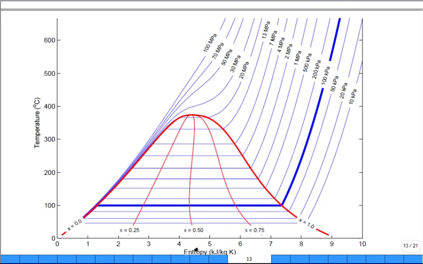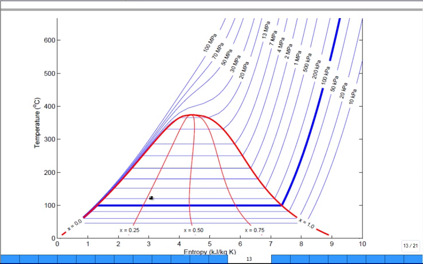Take a look at the entropy values. You can see the dome and how very symmetric it is. This is true-to-scale data. This agrees with your textbook. And then you have the temperature going from zero all the way up. 600, I truncated. You have 10 kilopascal, 20. Why do I put a big thick blue line for 100 kilopascal?